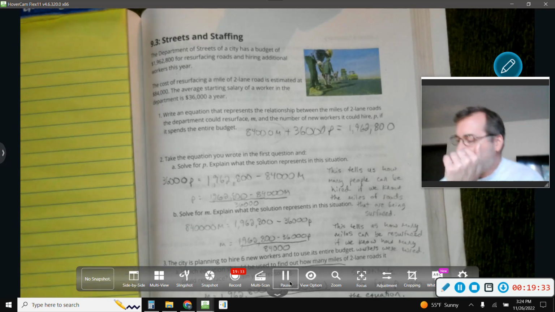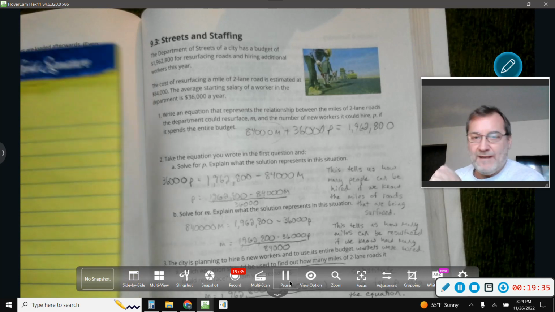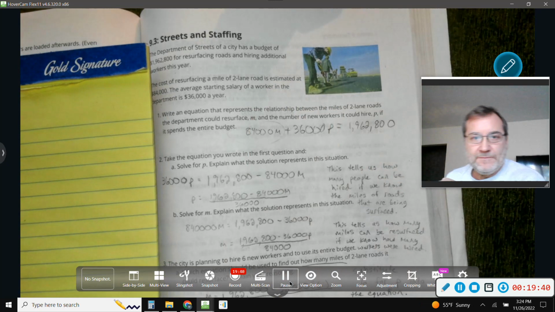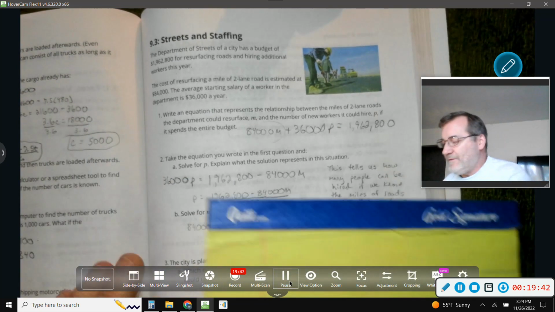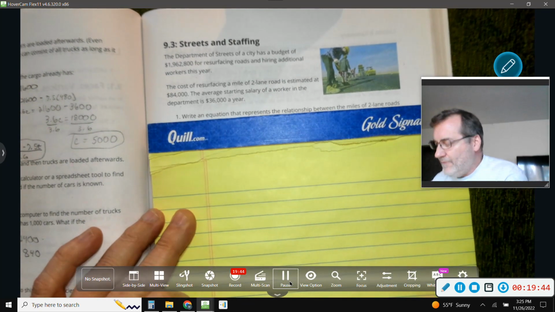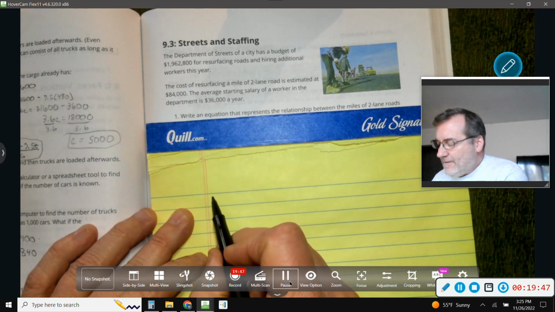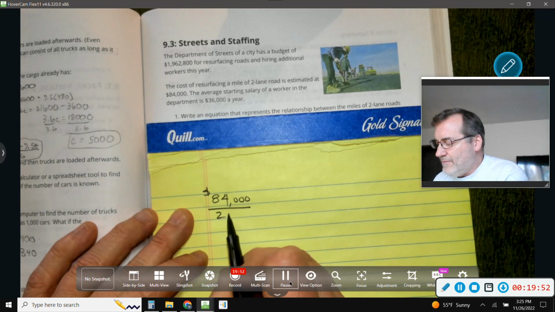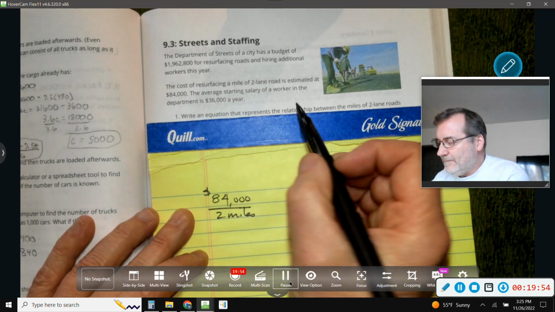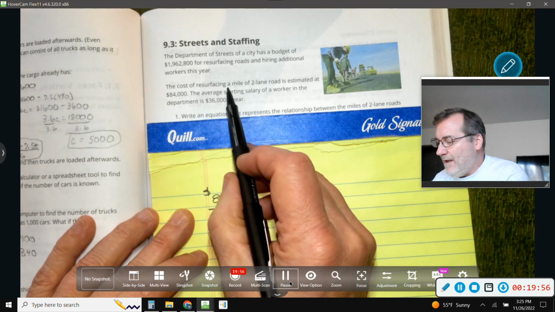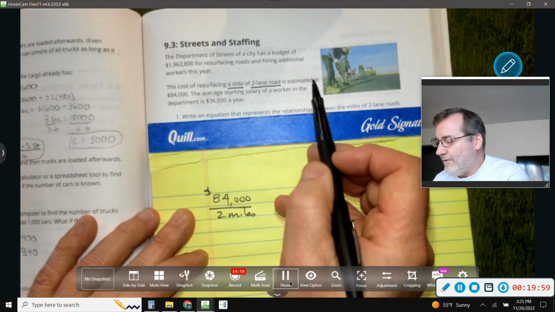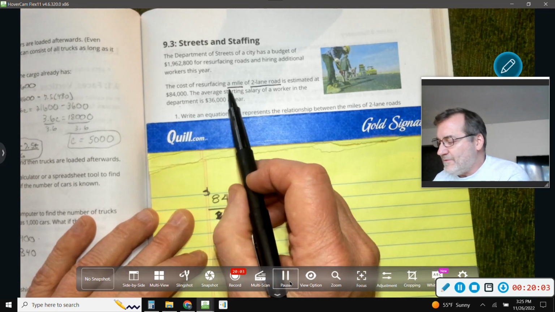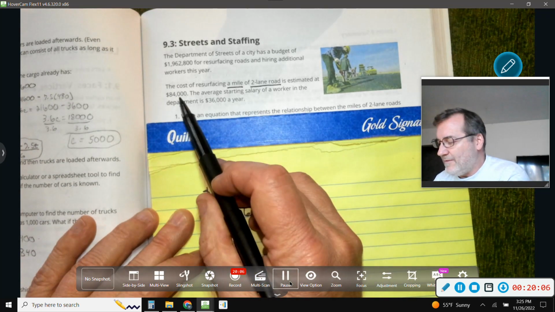Alright? So let's look at this. I got the answer here. Let's break that down. I like a little bit more breakdown than what they've got there. And so if we start this out, alright, they're saying that it's $84,000 per 2 miles, right? The cost of resurfacing a mile of a two-lane road, right? So let's do a little bit of a correction there. So the cost of resurfacing a mile for a two-lane road is estimated at $84,000.